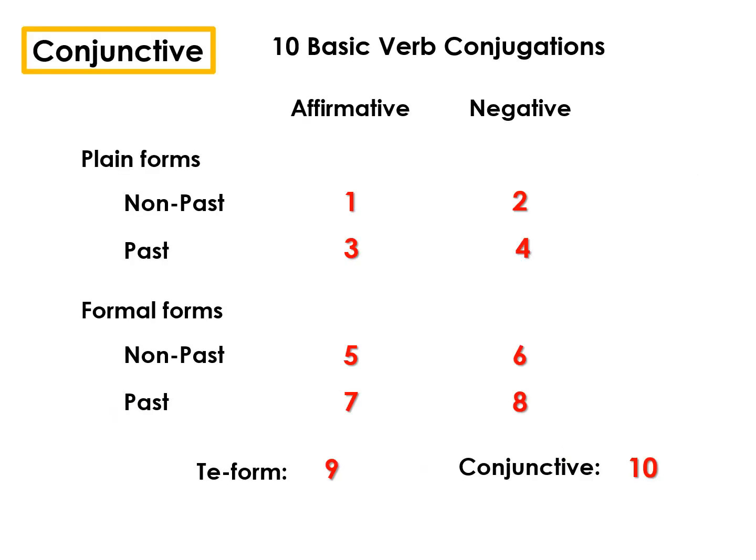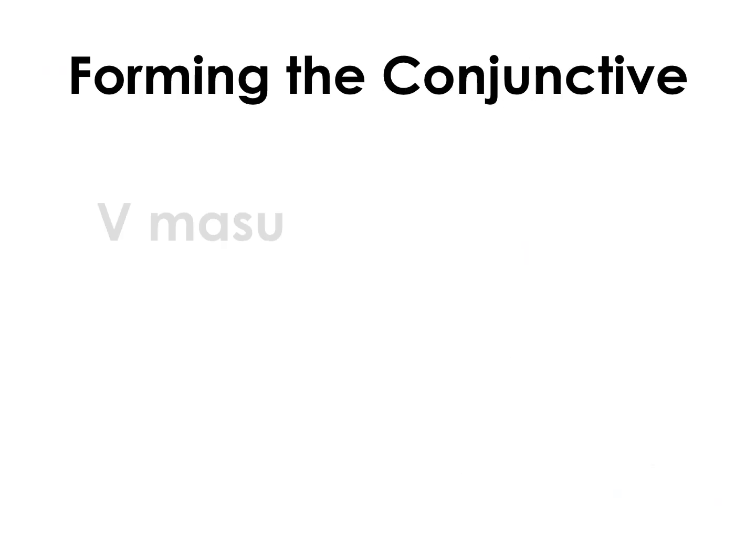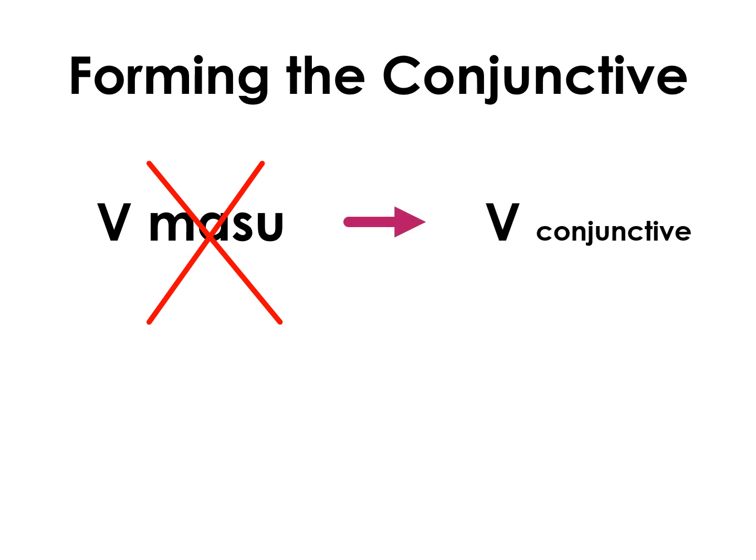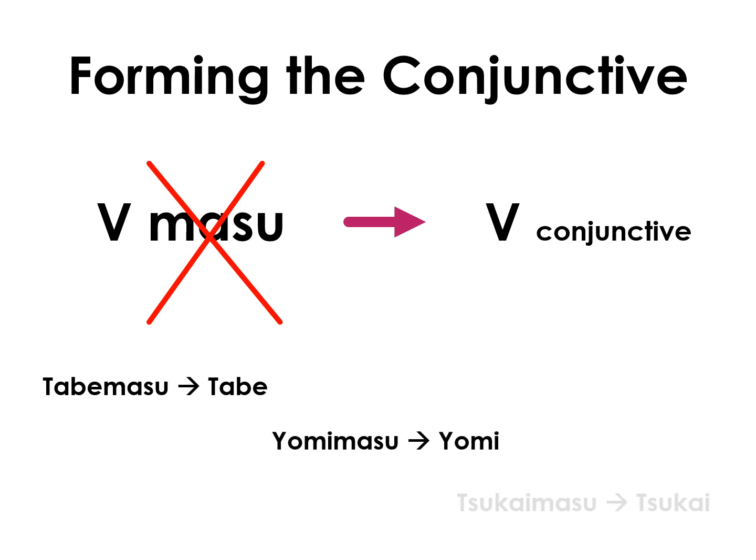If you recall the 10 basic verb conjugations, the conjugation that we use for want to and don't want to is the conjunctive form of the verb. And as in our past lessons, let's do a quick review of how to make the conjunctive form. If you know the masu form of verbs, simply drop the masu, and what's left is the conjunctive form. For example, tabemasu yields tabe. The conjunctive form of yomimasu is yomi, and the conjunctive form of tsukaimasu is tsukai.